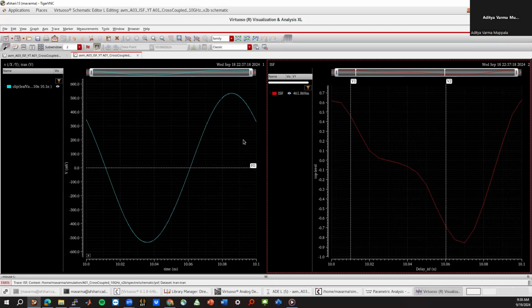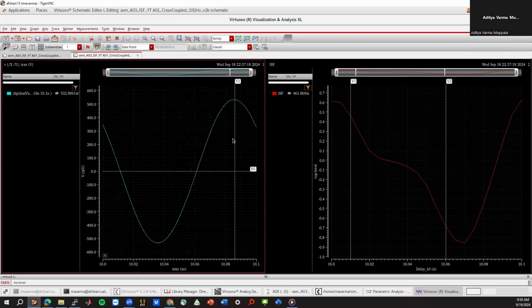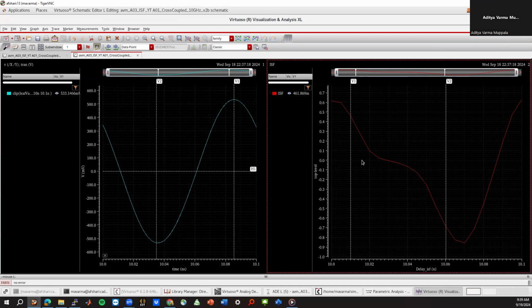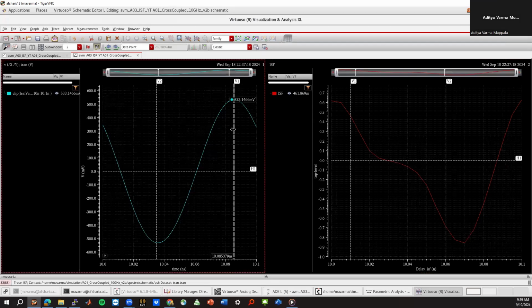And if you look at the peaks, so the peak of the voltage is occurring at that value. And if you place a marker here, say 10.03 and 10.08 or so, we see that the 0 value for the ISF is close to the peak values of the voltage. So it kind of makes sense that this is what you expect from the ISF model. So that's it. So that's how you extract the ISF.